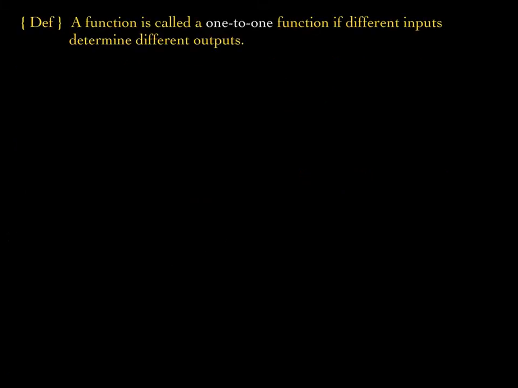Here's a formal definition for one-to-one correspondence. A function is called a one-to-one function if different inputs determine different outputs. Every time you plug something different in, you get something different out. Let's look at an example.